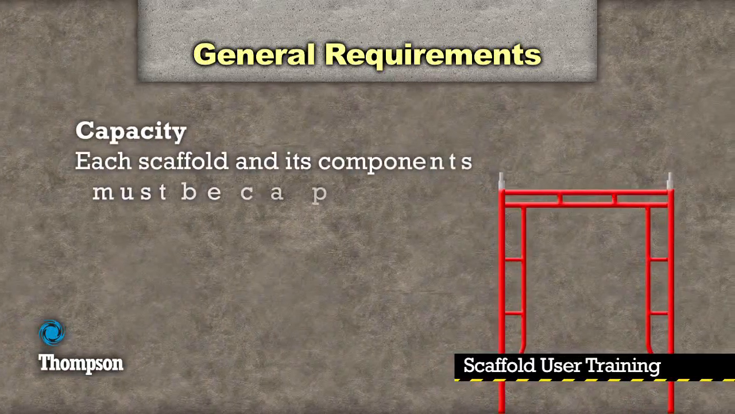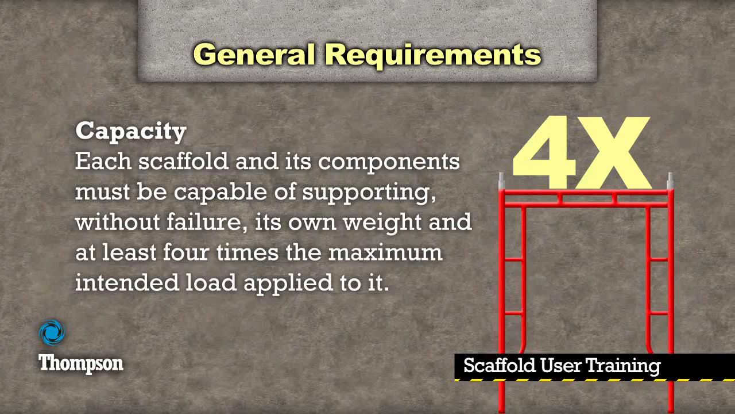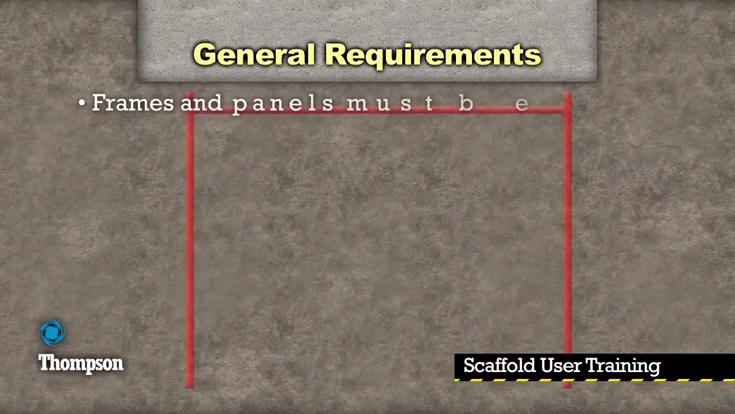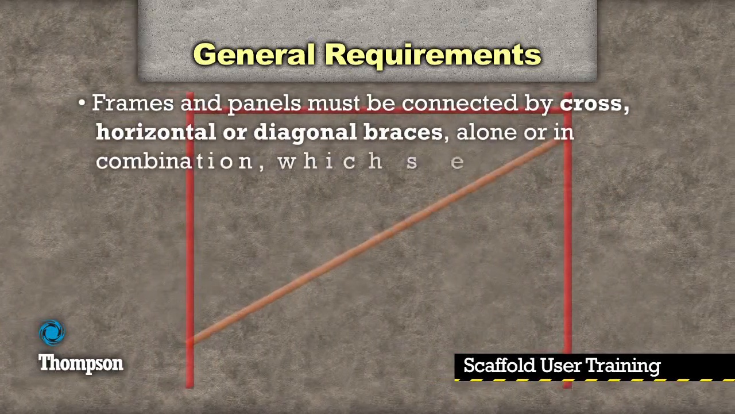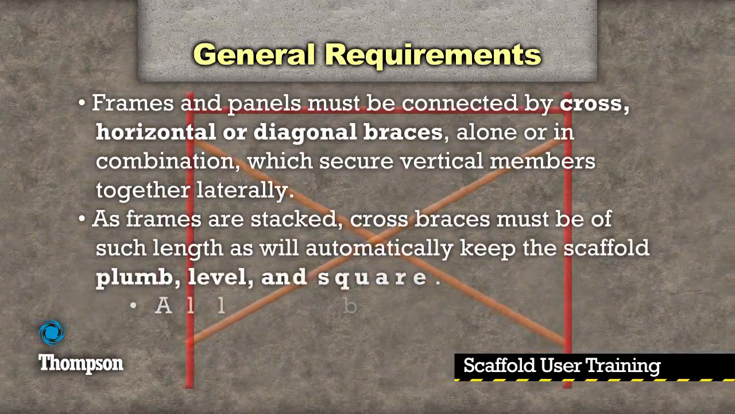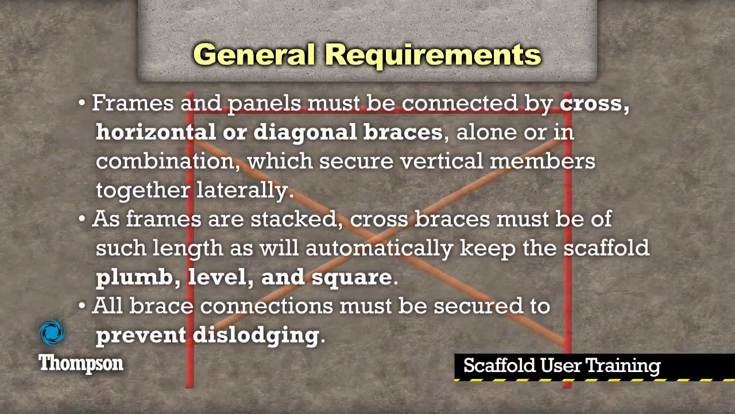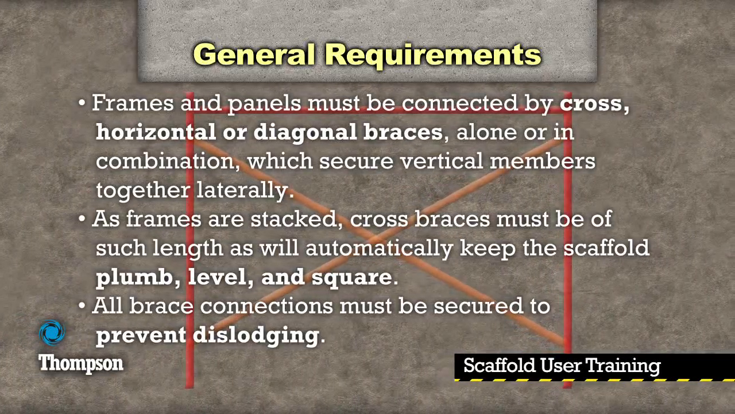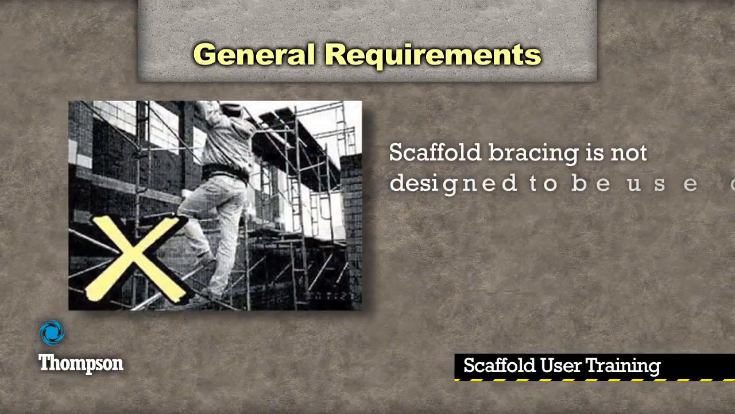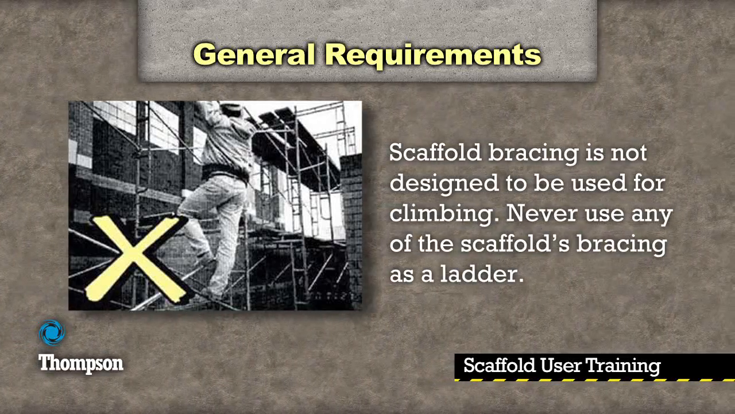General requirements for scaffolding include capacity. Each scaffold and its components must be capable of supporting without failure its own weight and at least 4 times the maximum intended load applied to it. Frames and panels must be connected by cross, horizontal, or diagonal braces, alone or in combination, which secure vertical members together laterally. As frames are stacked, cross braces must be of such length as will automatically keep the scaffold plumb, level, and square. All brace connections must be secured to prevent dislodging. Remember, scaffold bracing is not designed to be used for climbing. Never use any of the scaffold's bracing as a ladder.